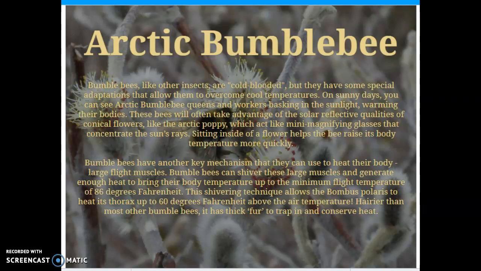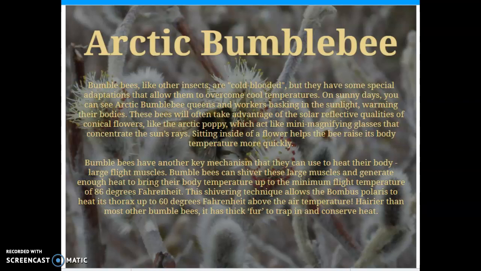They have some special adaptations that allow them to overcome cool temperatures. On sunny days, they're buzzing around doing their thing. And if it weren't for Arctic bumblebees, again, they are a keystone creature, in my opinion. They take advantage of the solar reflective qualities of flowers. So they get into these flowers that magnify the sun's heat, and it raises their body temperature faster, which is crazy to think about, right? I don't know how the bees know that.